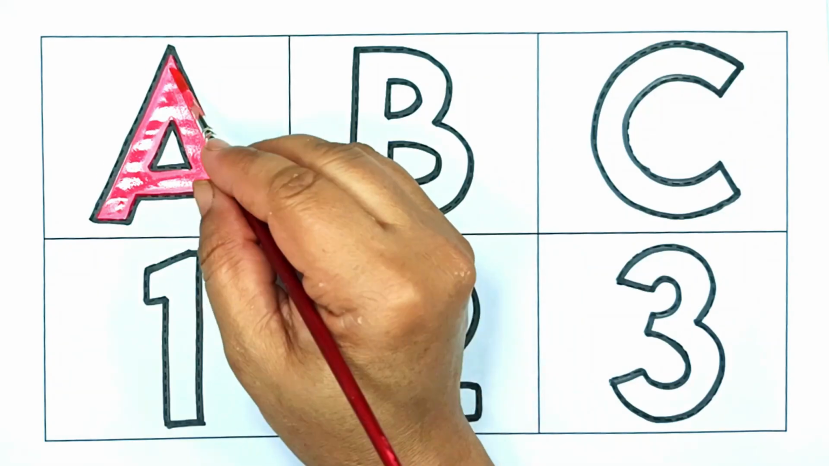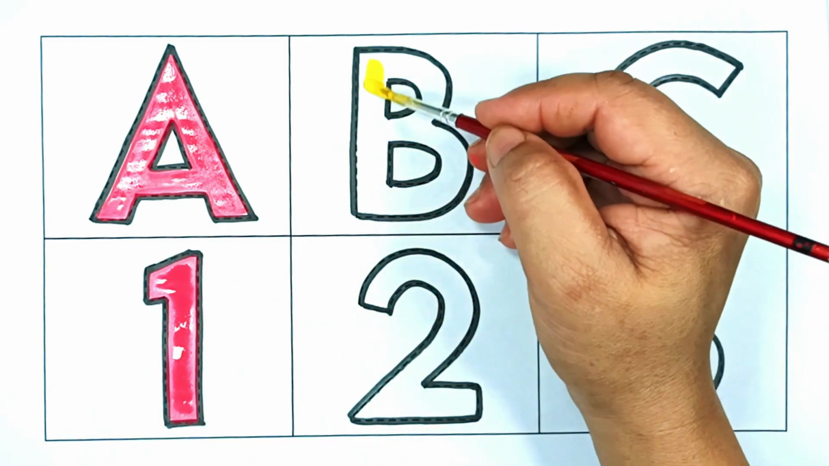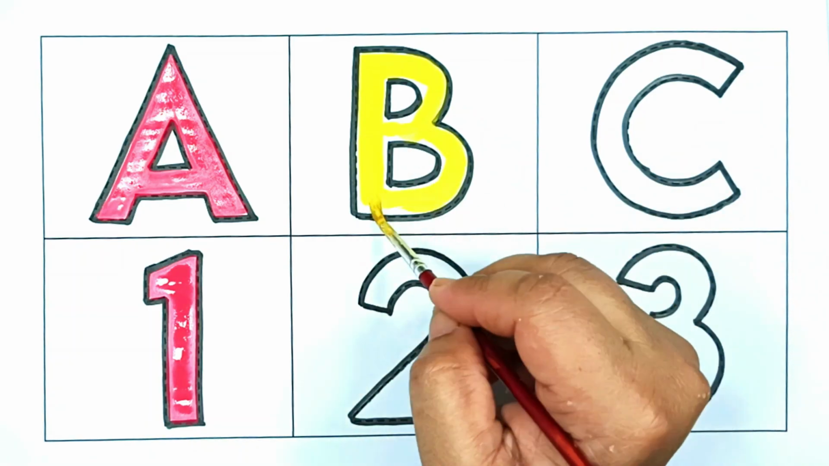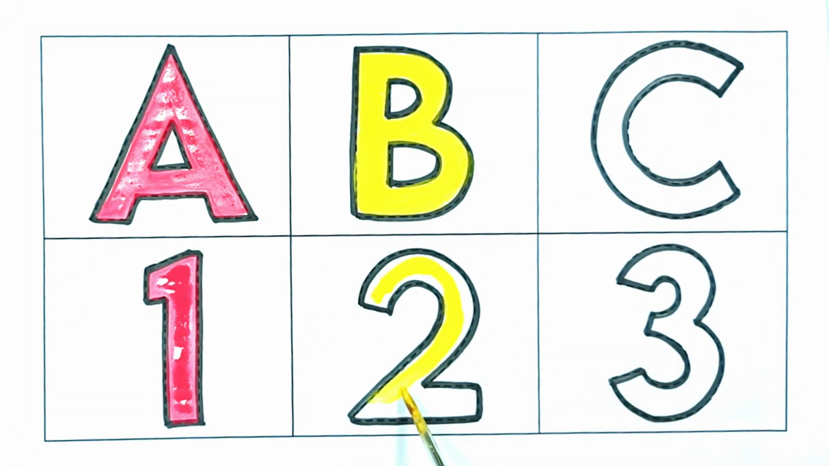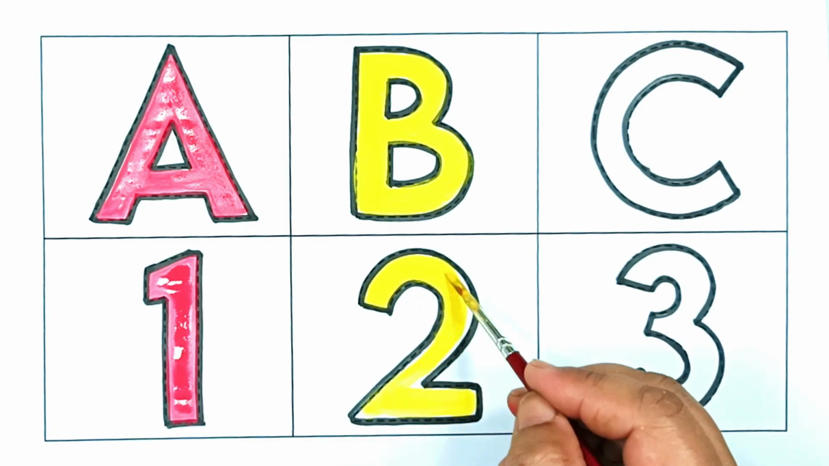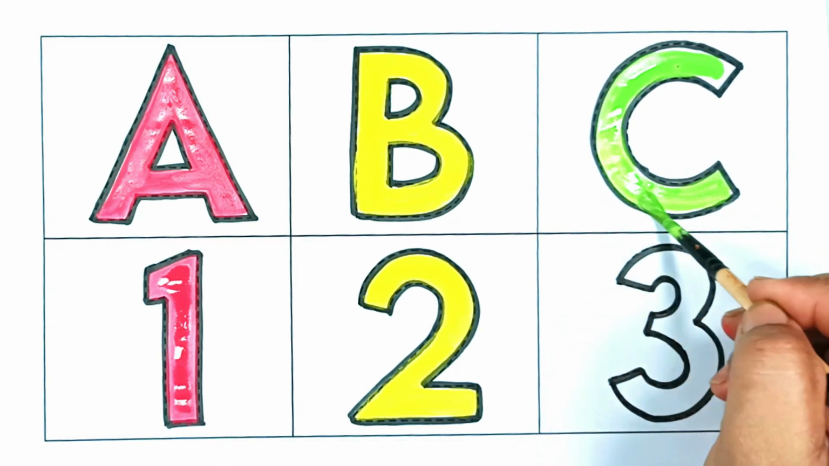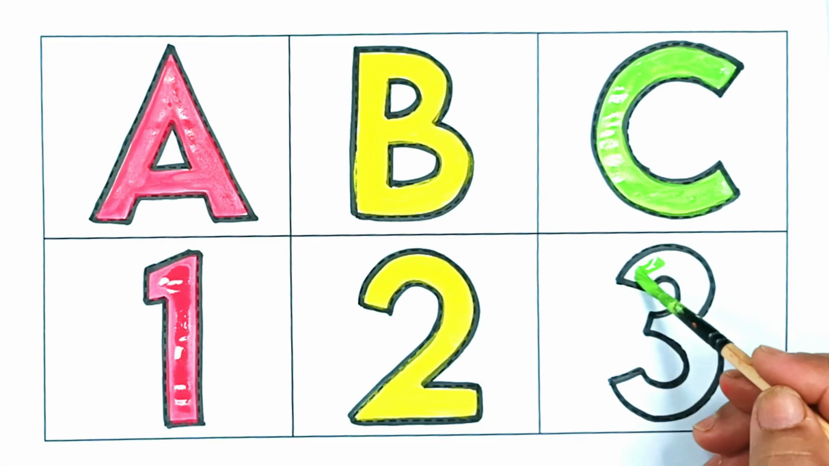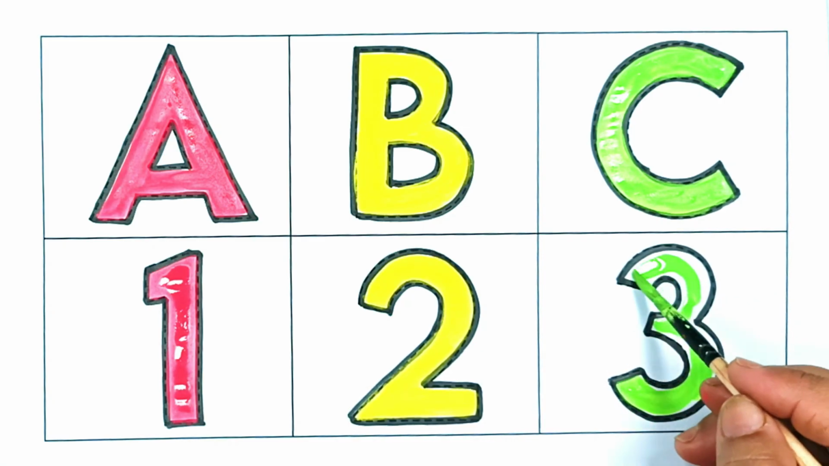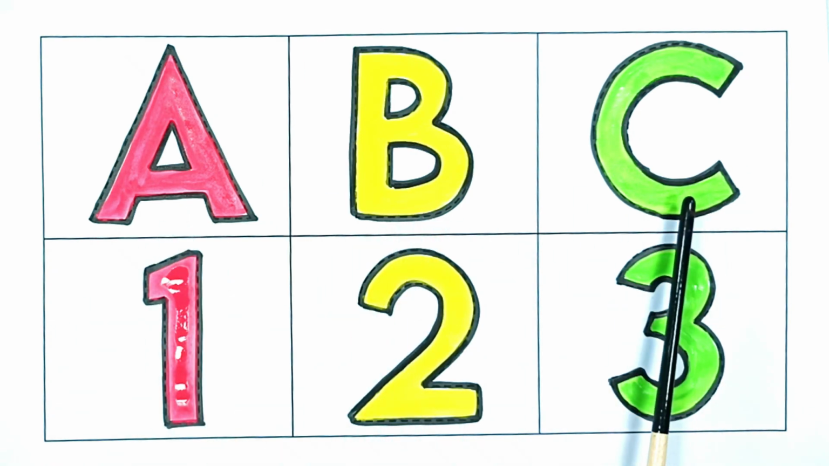A for apple. One. B for ball. 2. C for cat. 3. A. B. C.